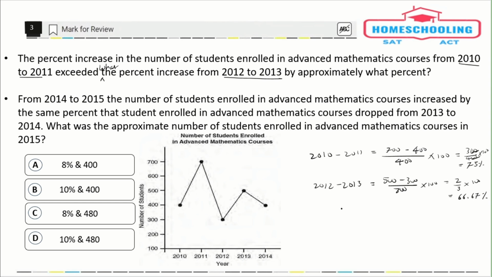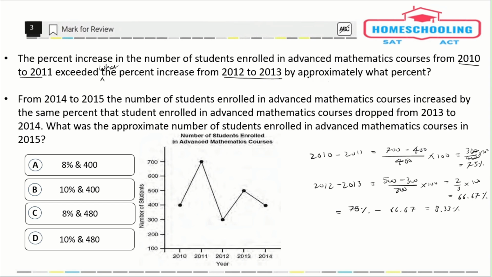As the question says, the two percentages, 2010 to 2011 is exceeding by what percentage? So we have to find the difference of both of them. That would be 75% minus 66.67%. So it would be 8.33%.